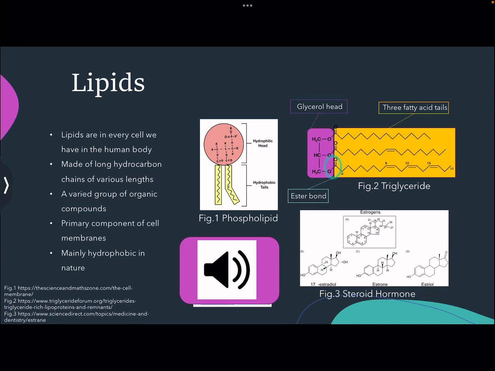Triglycerides are composed of a glycerol head joined to 3 fatty acid tails by ester bonds. Fatty acid tails can be saturated or unsaturated. Saturated fats are visually straight in appearance and are saturated with hydrogen atoms. They also lack a double bond between the individual carbon atoms. Unsaturated fats have a visual kink in the tail and one or more double bonds in their carbon chain.